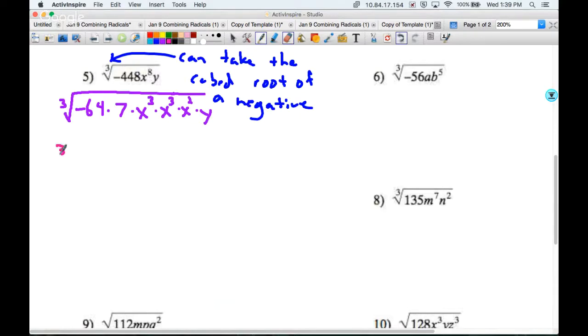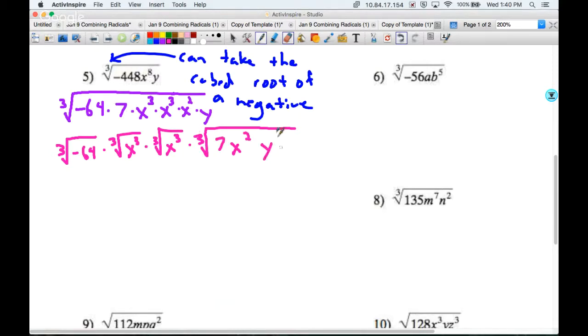All right, let's split this up. I want the cubed root of negative 64 by itself, times, let me put all these cubed roots of x cubes to the front. And then everything that's remaining, I'm just going to leave under one big cubed root. So there's still the 7, there's still an x squared, and there's still a y. That's just going to be the way it's going to look in the final problem.